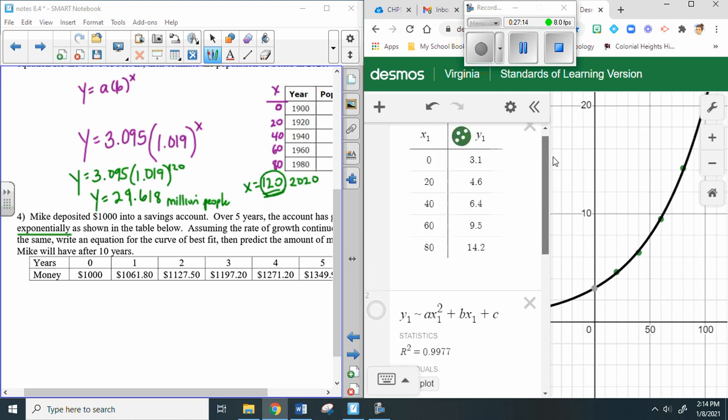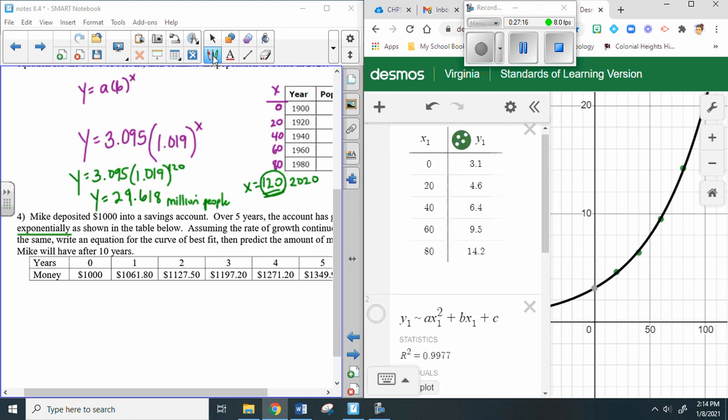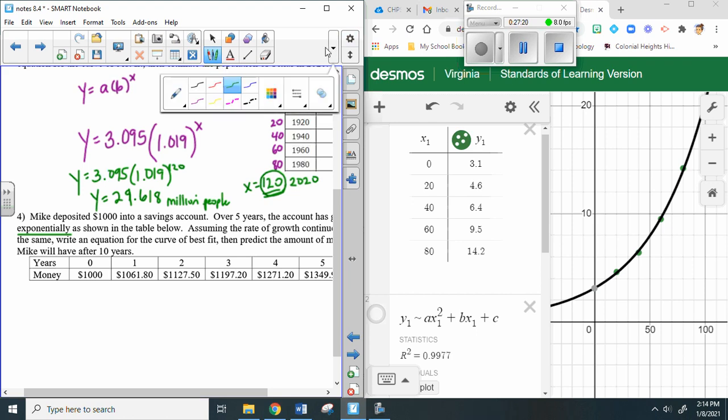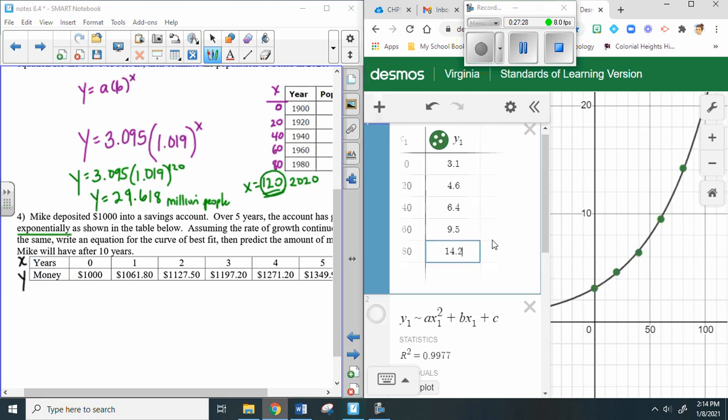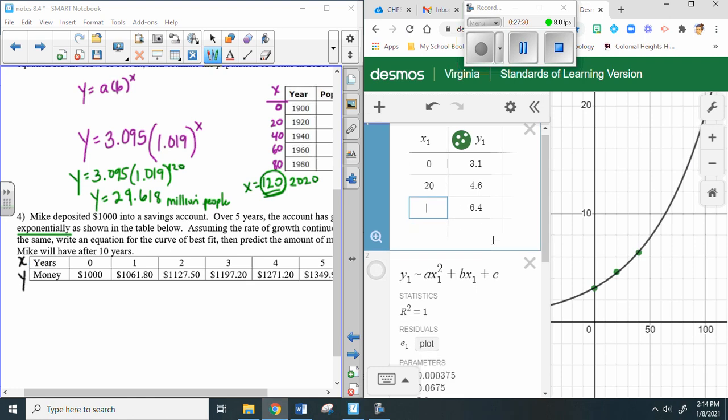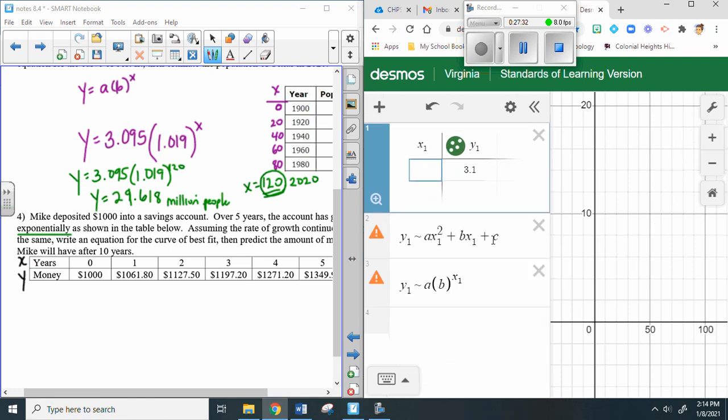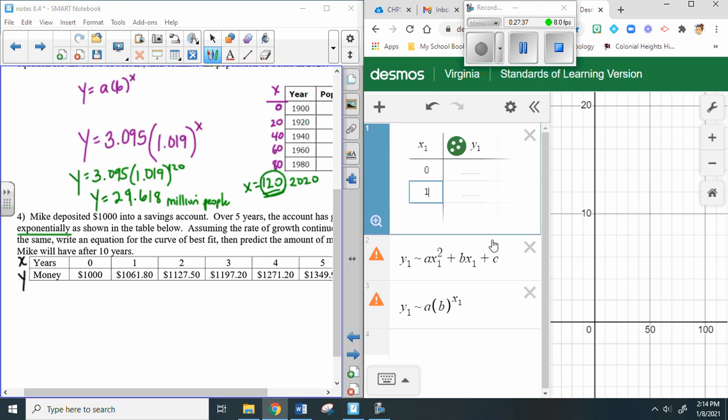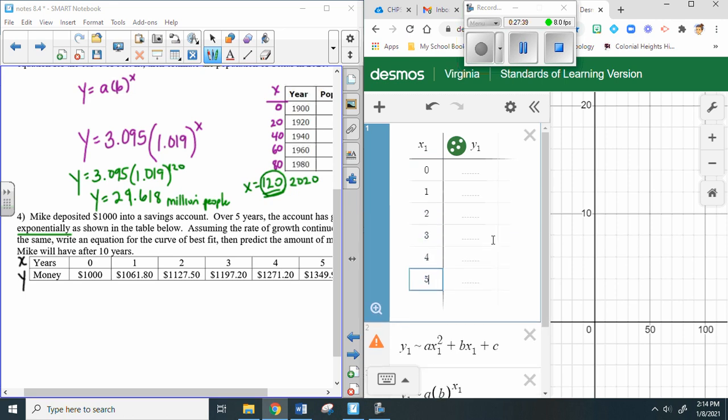All right, we have to also decide, and it does matter, okay? You can't just randomly decide. Your years are definitely going to have to be your X, and your money is definitely going to have to be your Y. And then we're going to come over here. We're going to delete all this stuff. Oops. Okay, and then we're going to put in our years: 0, 1, 2, 3, 4, 5. And then we're going to put in our money.